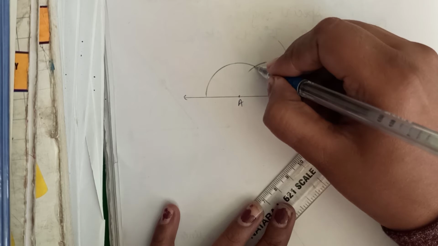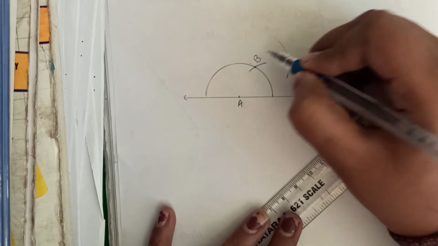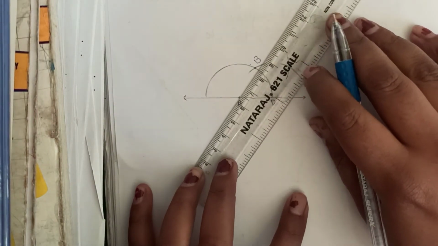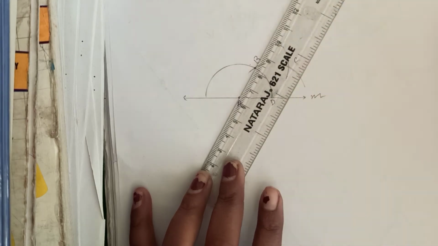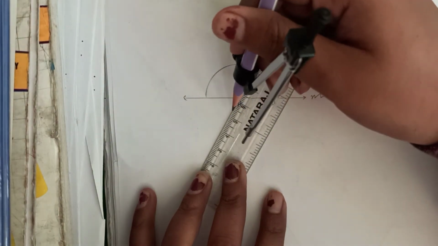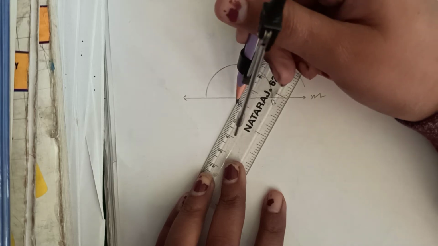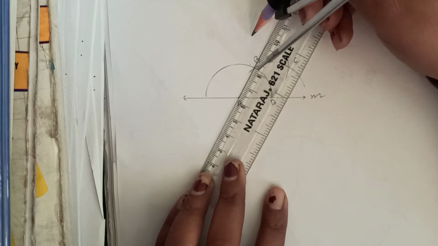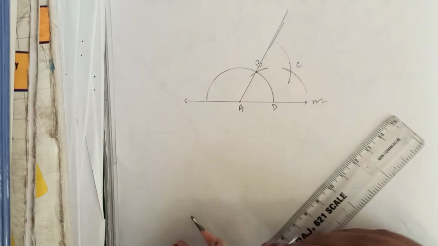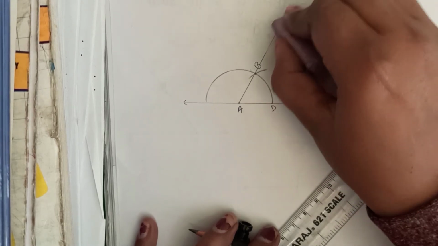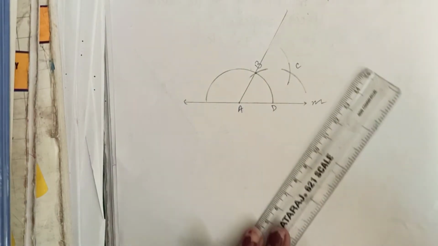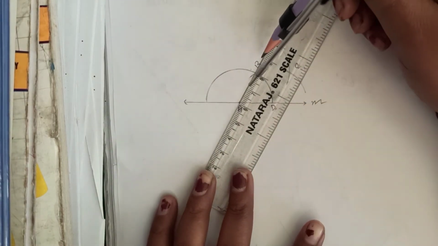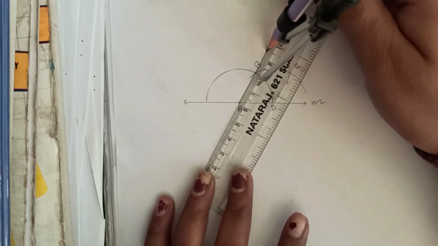If you want to give name to this, you can give B, C, D. Now join it. See beta, you have to join with pencil. Don't use pen. Even in the naming also you have to use pencil. Right? Because if mistakes, while marking the arc, you will make mistakes. So for that you have to use pencil. And angles always made with the help of pencils.